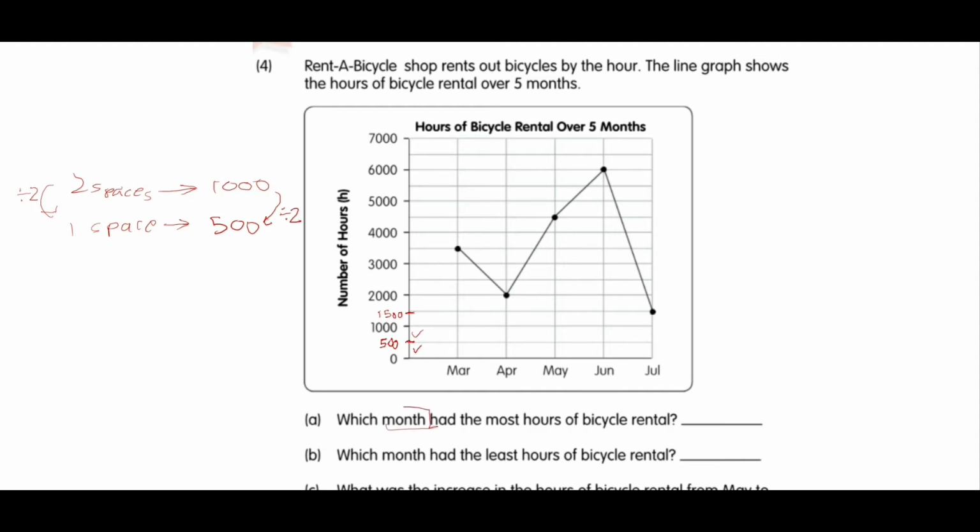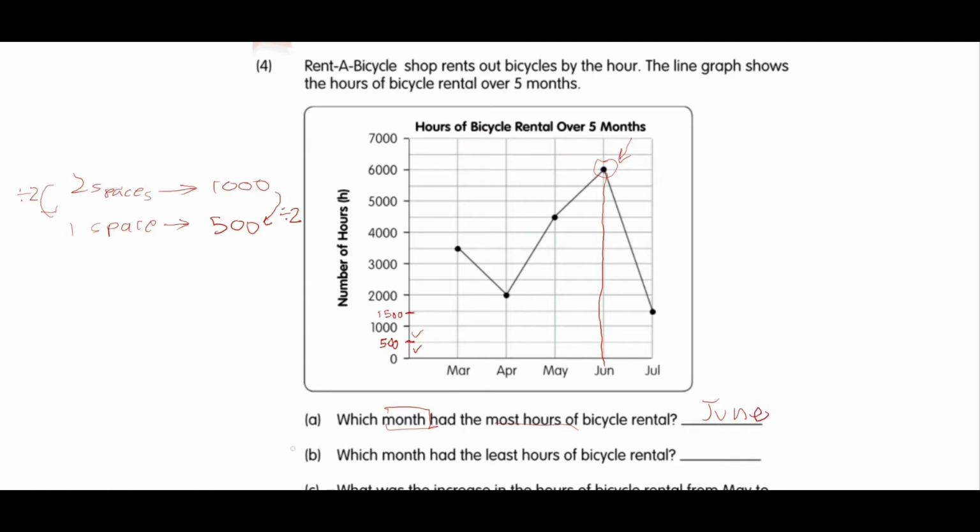Which month had the most hours of bicycle rental? The most hours would mean that it is at the highest point. So which is the highest point on the line graph? Ta-da! This is the highest point on the line graph. And which month is that? That is the month of June.